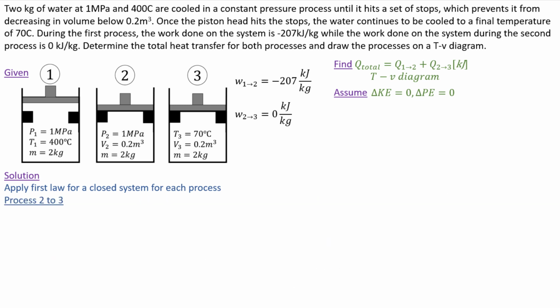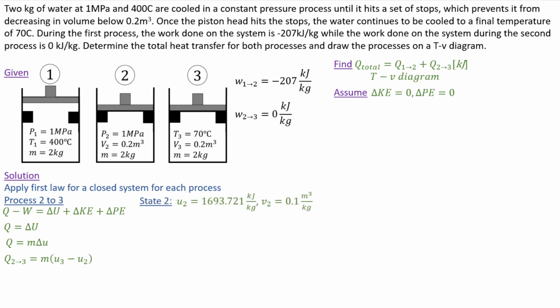Now I'm ready to go to process 2 to 3. There's my first law. I can get rid of the W and the kinetic and potential energy changes, because I'm told that the work from state 2 to state 3 is 0. Then if I put Q in terms of m delta u, this is the mass times the internal energy at 3 minus the internal energy at 2. I've already figured out state 2, so now I just need to figure out what I've got going on at state 3.